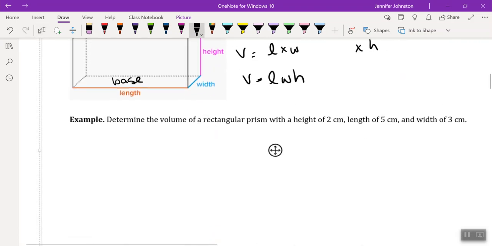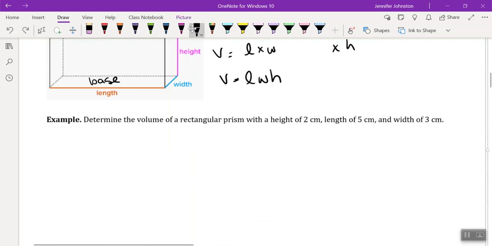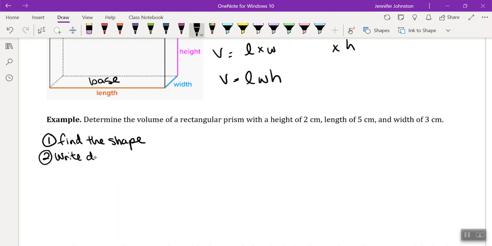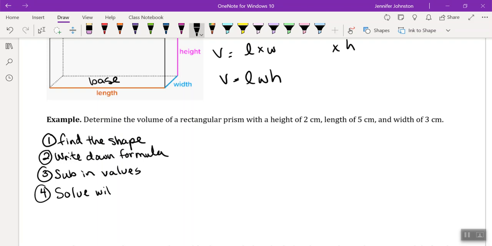All right, so let's determine the volume of the rectangular prism with a height of 2 centimeters, length of 5 centimeters, and width of 3 centimeters. So step 1, let's write down our steps. These are the same steps from yesterday. Step 1: find the shape, so go and find it. Step 2: write down the formula. Step 3 is to sub in values. And step 4 is to solve with units.